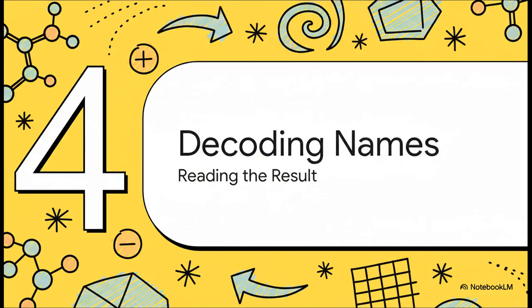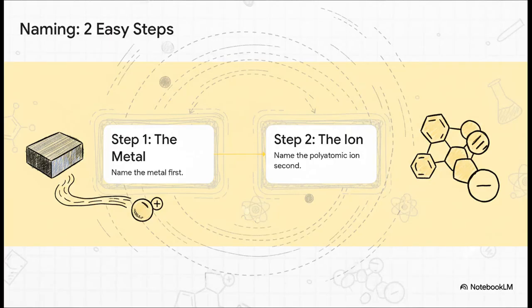Phew. Okay, so now you can write the formulas. And I've got even better news. If you can do that, reading the names is way, way easier. So let's flip it around and learn how to read the names of the things we just built. The rules for naming these compounds are awesome because they're so simple. There are only 2 steps. You ready? First, you say the name of the metal. Second, you say the name of the polyatomic ion. That's it. I'm not kidding.